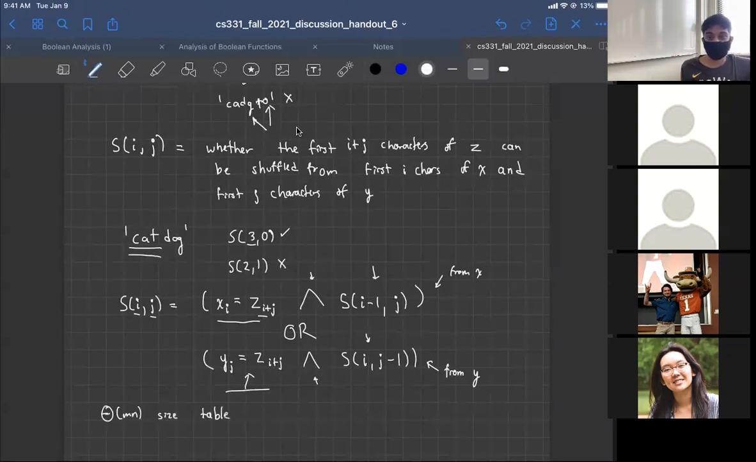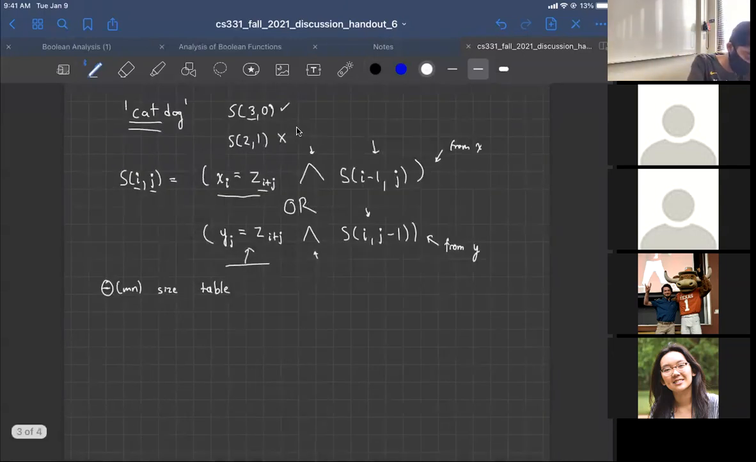Now, how do we fill them out, though? That's the tricky thing, right? So let's draw the graphs. Let's get some space here. So let's say I goes up this way.